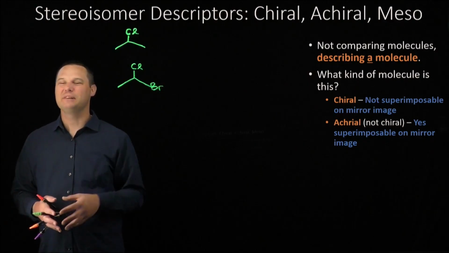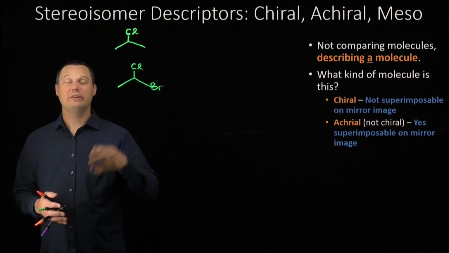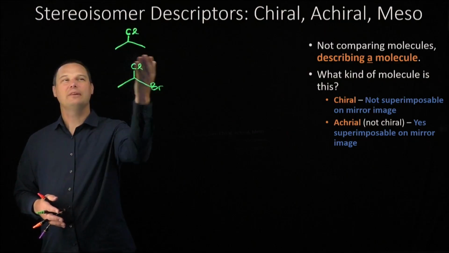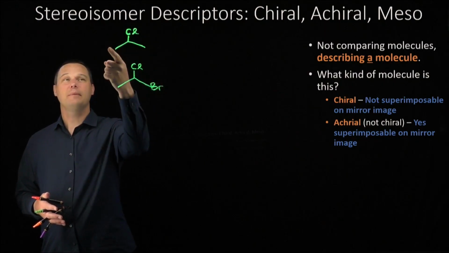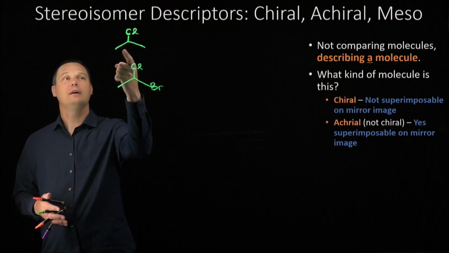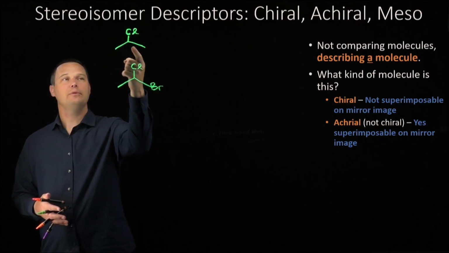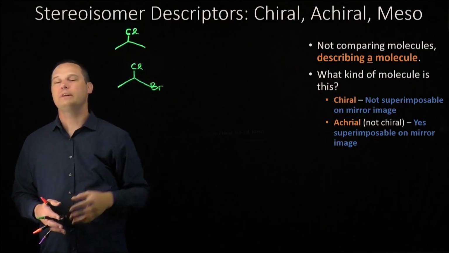Let's start with these two examples. First, let's look at how many stereocenters there are in each example. The first molecule has 0 stereocenters. The methyl group has 3 identical hydrogens. The central carbon has 2 identical methyl groups, and carbon number 3 also has 3 identical hydrogens.